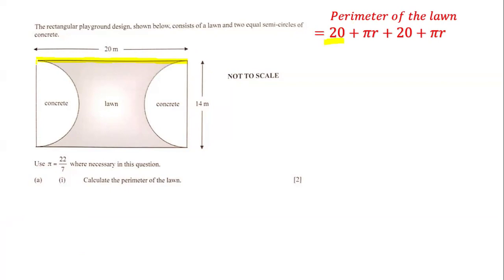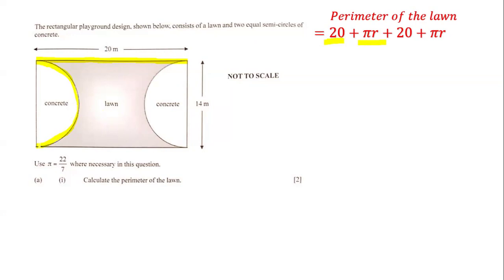Now, we have this semicircle, we have this curved portion right there, right? And this curved portion is part of the semicircle. So this is a curved portion of a semicircle, all right? And the formula for that curved portion is pi r, okay? That's the formula for the curved portion of a semicircle.